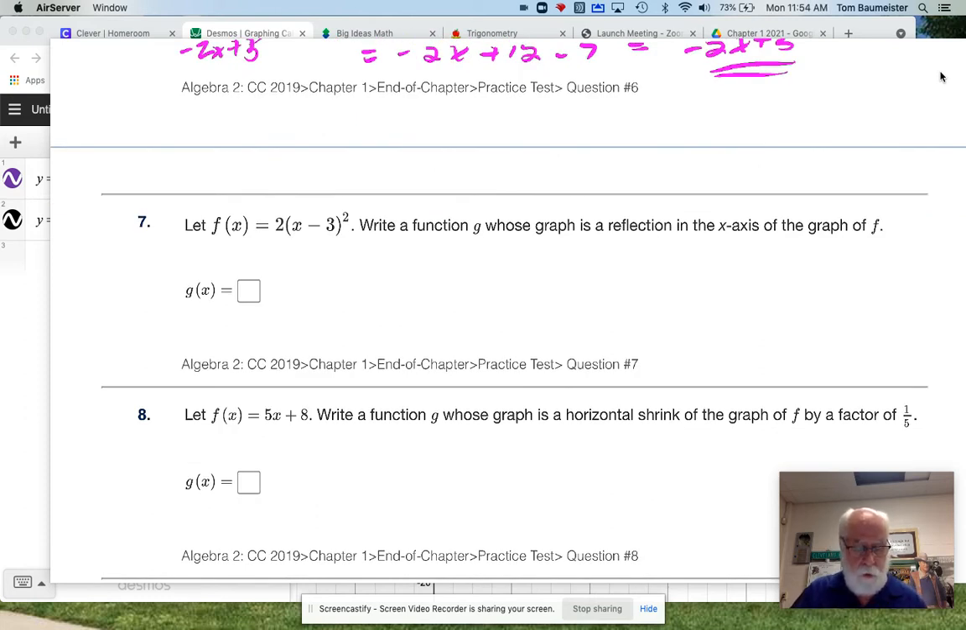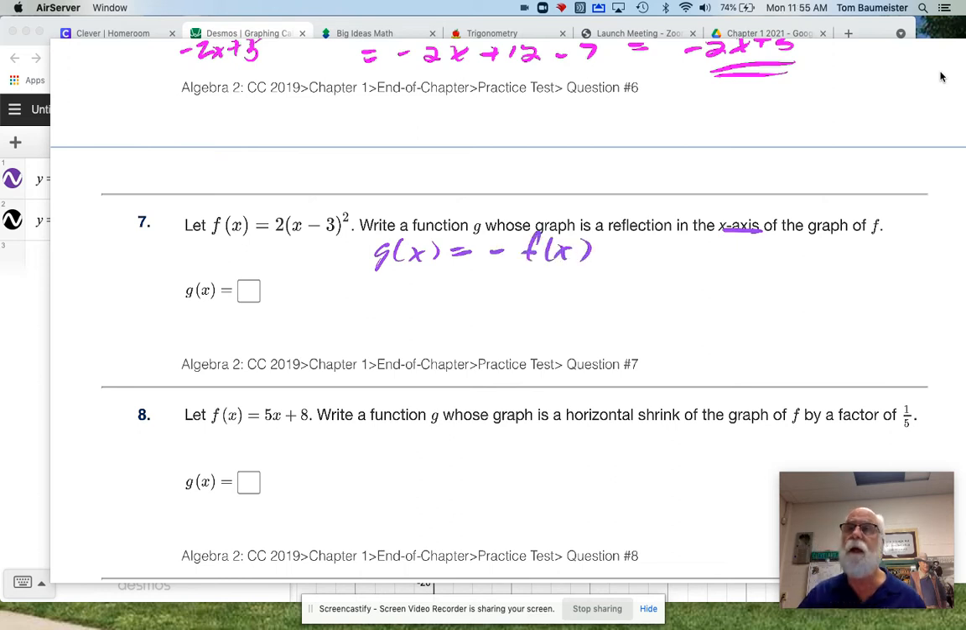Let f of x equal 2 times (x minus 3) quantity squared. Write a function g whose graph is a reflection in the x-axis of the graph of f. So on this one here, remember our rule was g of x is equal to, since it's in the x-axis, we say negative f times x.